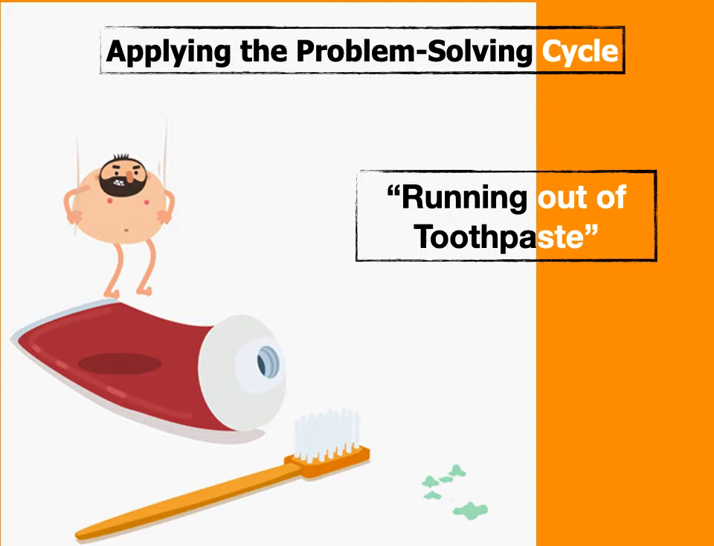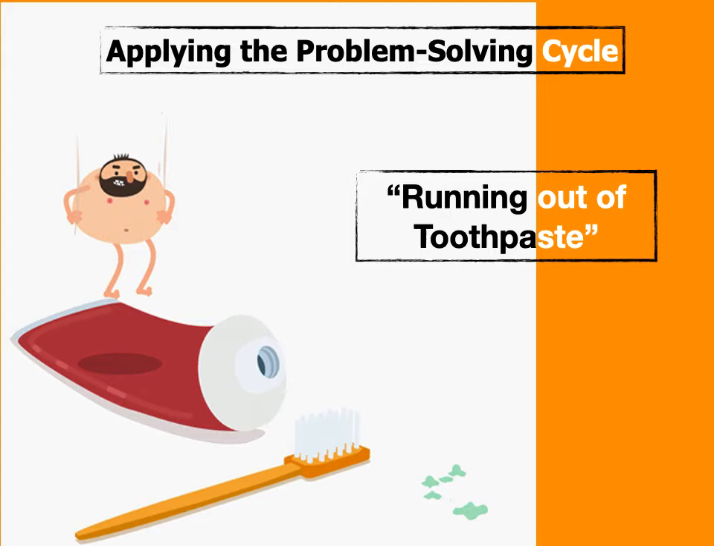Fifth is resource allocation. Do you really need to put a lot of time into it? Really think of strategies on how you can solve this dilemma, or maybe you could just go outside your house and just buy a toothpaste. Does it need a lot of effort, a lot of money? Probably not. Okay, and then six is you monitor.